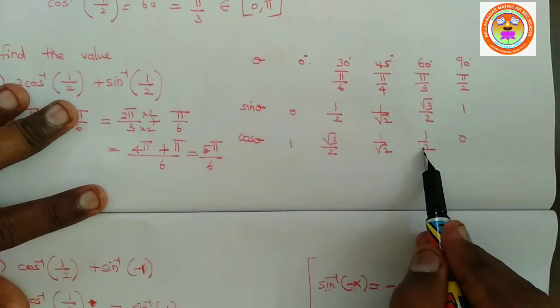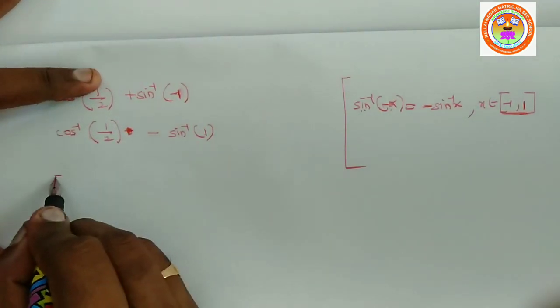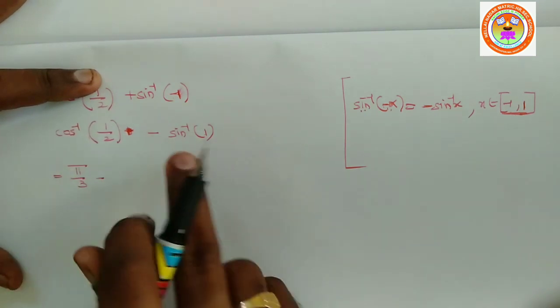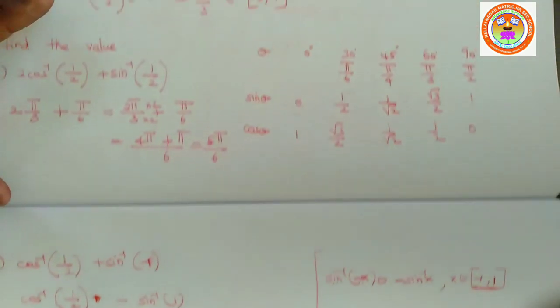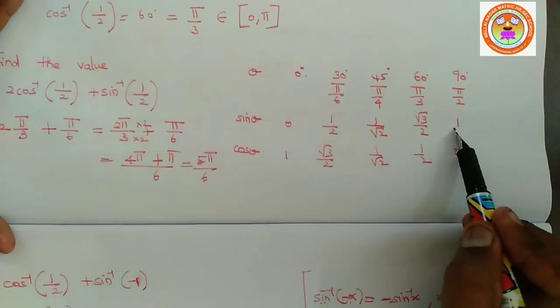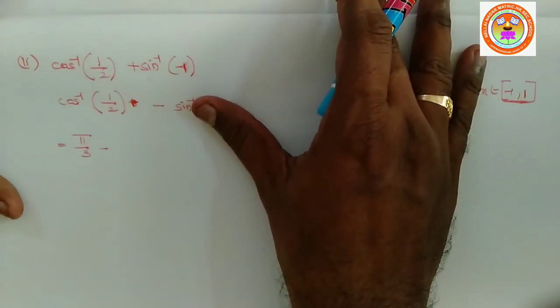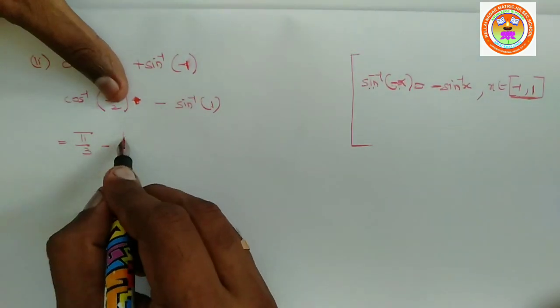Cos inverse of 1 by 2 value is pi by 3. Pi by 3 minus sine inverse of 1. Sine inverse of 1 value is nothing but pi by 2. Pi by 3 minus pi by 2.